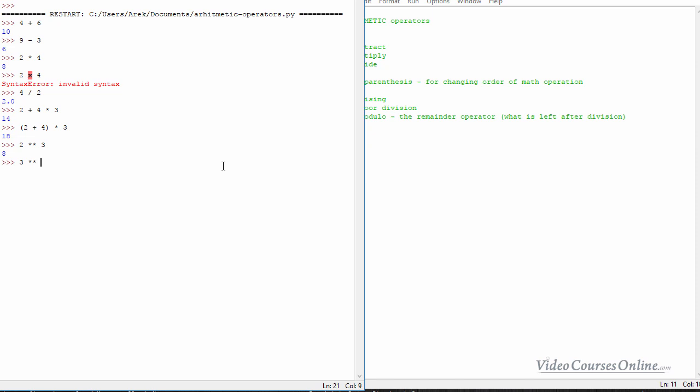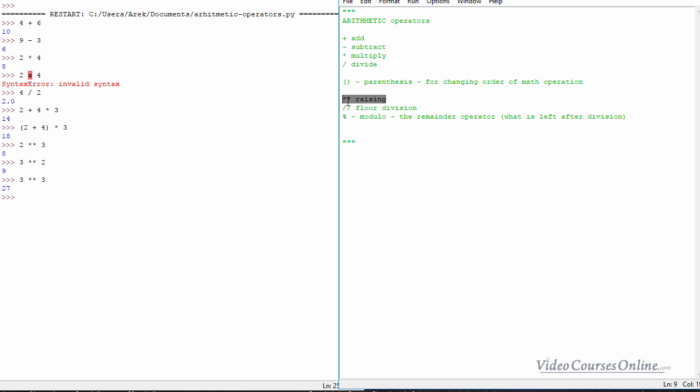3 raised to the power of 2 is 9, because 3 multiplied by 3 is 9, right? And 3 to the power of 3 is 27. 3 multiplied by 3 is 9, 9 multiplied by 3 is 27. That's how it works. That's cool because in other programming languages, you cannot use this operator. You have to import some library in order to raise the number to some kind of power.